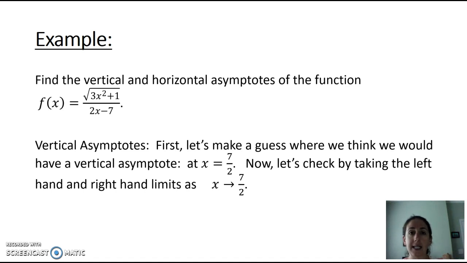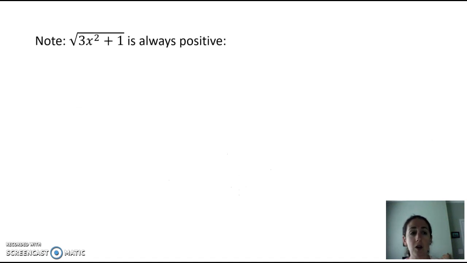Now we're going to take the left and right hand limits and see what happens as x gets really close to 7/2. First notice that the numerator, the square root of 3x squared plus 1, is always going to be positive. So when you plug in whatever value you want, you're always going to get a positive value in there.